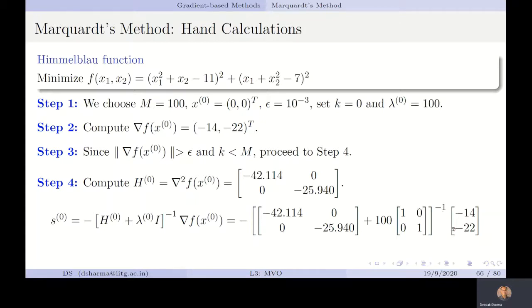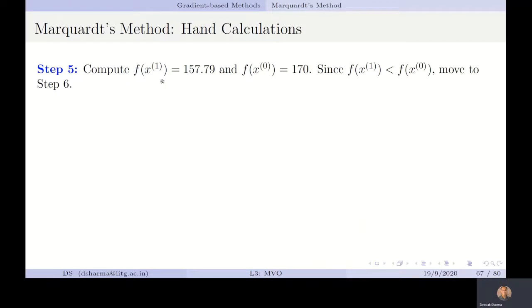Here I'm writing it as a column vector, and in step 2, if I'm writing T, this means it's a transpose. So this is also a column vector here. Now by putting the values here, we can calculate this. We can find a point x1, which is x0 plus s0. So we'll get this value. You perform the hand calculations and make sure that you are getting the same value.